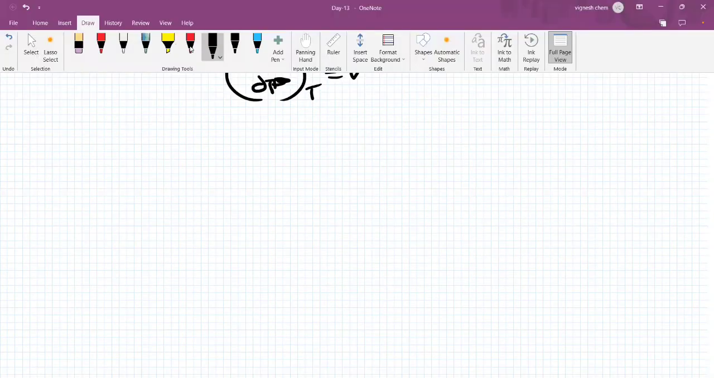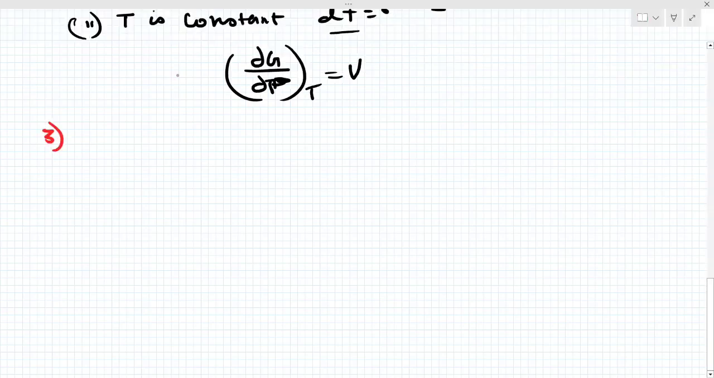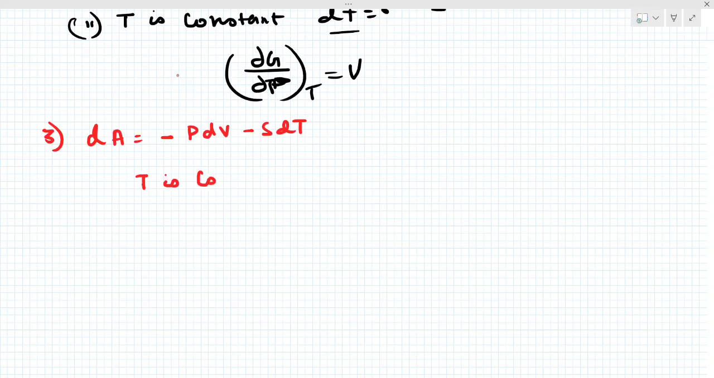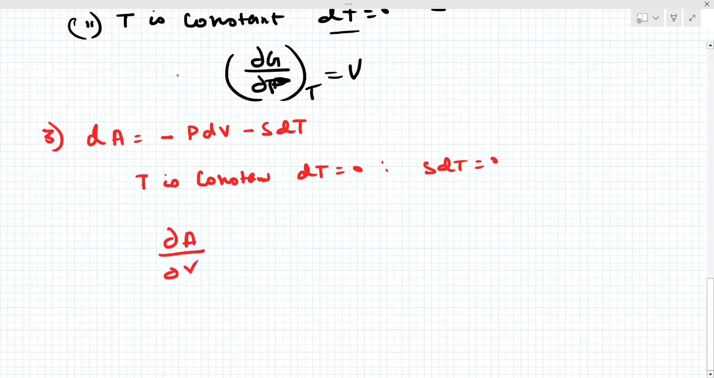What is the third equation we wrote? dA = -PdV - SdT. Now, in the same way, temperature is constant. It means dT = 0. Now, what is the relation? (∂A/∂V) at constant temperature is equal to -P. You got the point?